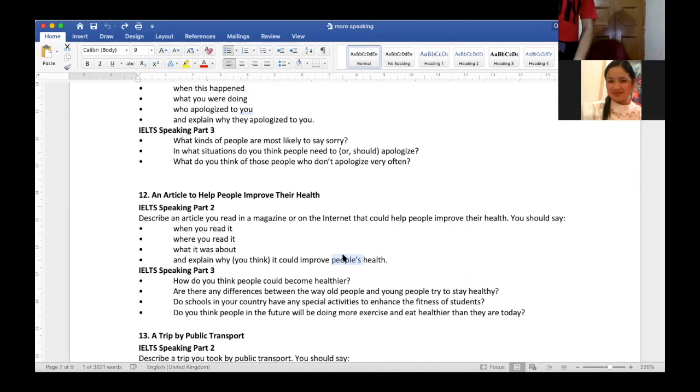Part 3. How do you think common citizens could become more fit?